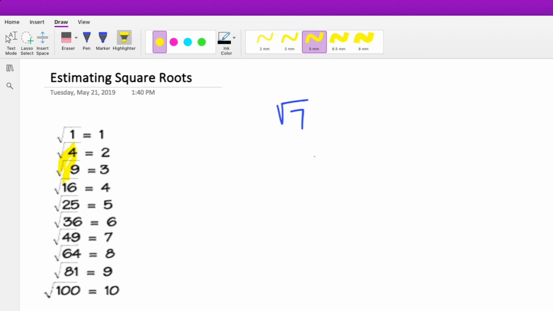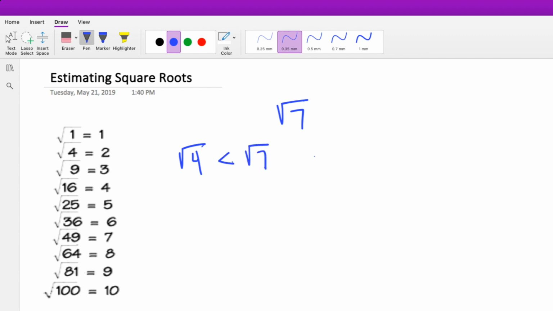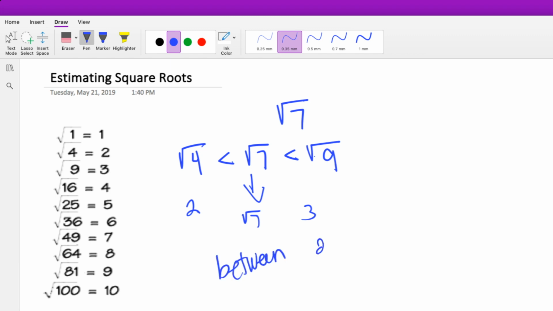So we're going to say the square root of 7 is between the square root of 4, which is less than the square root of 7, which is less than the square root of 9. Now, what is square root of 4? That gives us 2. What is the square root of 7? We don't know that, but we do know the square root of 9 is 3. So the square root of 7 is just somewhere between 2 and 3. Between 2 and 3. And that's the answer.